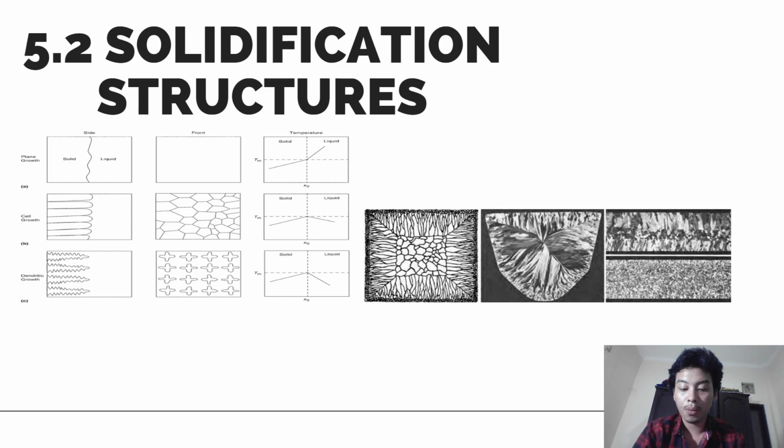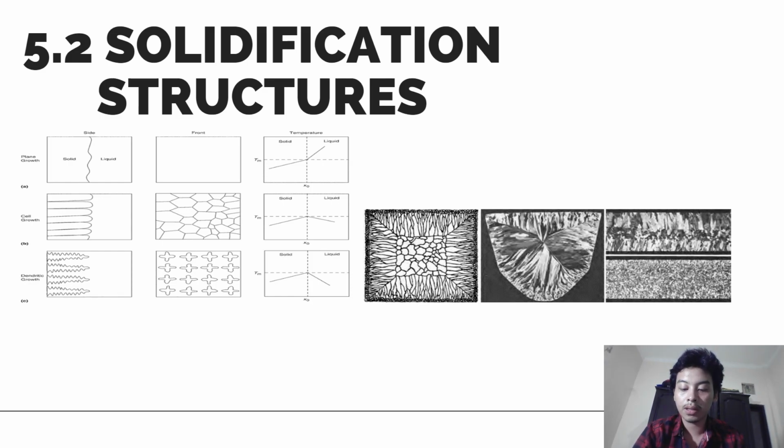Picture 5.4A. When there is a temperature inversion and the temperature decreases ahead of the solid-liquid interface, then either cellular or dendritic growth will occur. Figure 5.4 B and C. The difference between the two is a matter of degree. Small undercooling tends to produce cellular growth, while large undercooling tends to produce dendritic growth.